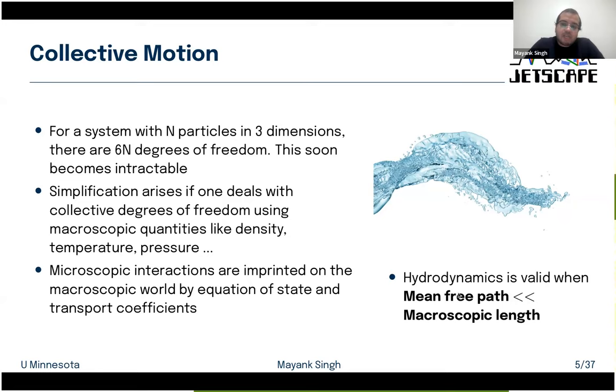So in this context, hydrodynamics is a valid theory. Essentially, the mean free path, the length of particle interactions, is much smaller than the macroscopic length. So if you look at a large number of particles, on average, you can describe them by macroscopic quantities.